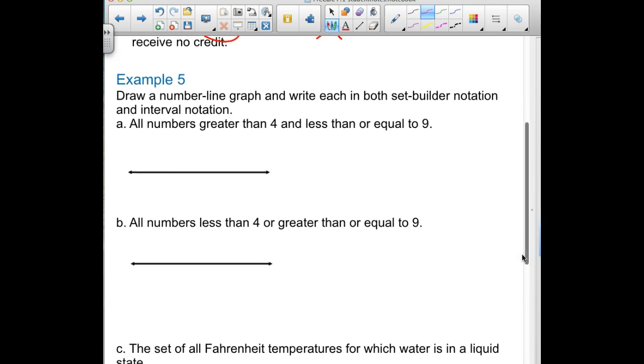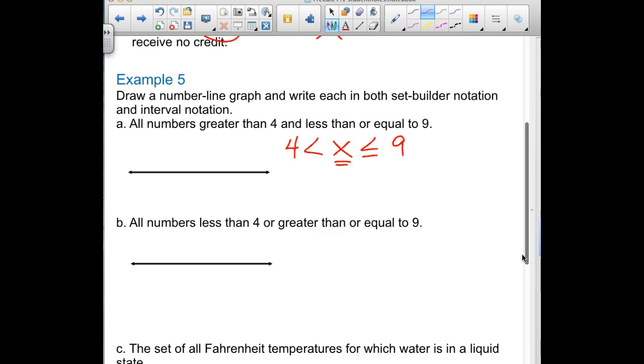All right, example 5. Draw a number line graph and write each in both set builder notation and interval notation. First one says all numbers greater than 4 and less than or equal to 9. So we want numbers that are going to be bigger than 4, so 4 is our small end, but we want them to be less than or equal to 9. Okay, so less than or equal to 9 looks like that. x is less than or equal to 9. On the left-hand side, remember you have to read that as 4 is less than x, which means x, if we read from here, x is greater than 4.